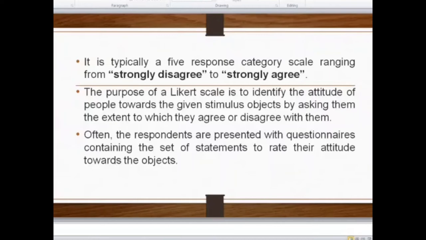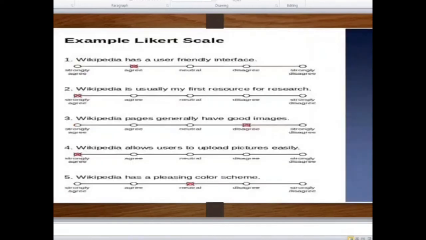So, this is the Likert scale, and I would like to give an example. The first statement is, Wikipedia has a user-friendly interface, where we can respond strongly agree, agree, neutral, disagree, or strongly disagree. It is a 5-point scale, and here the response given is agree. This is one type of example of a Likert-type scale.